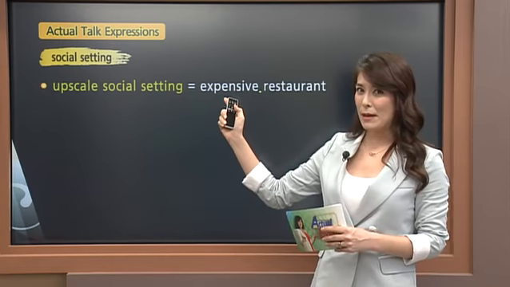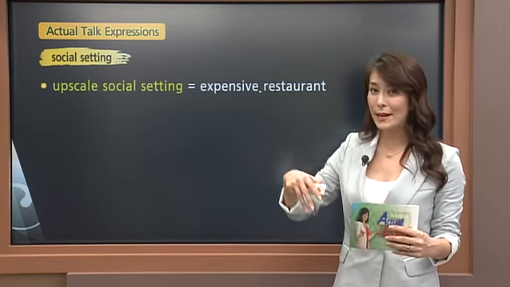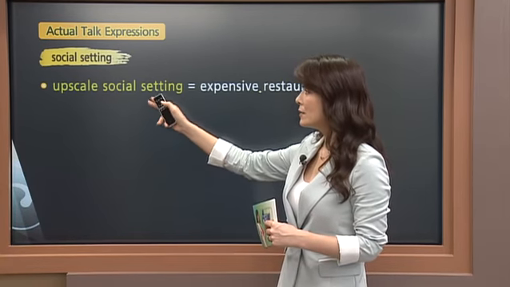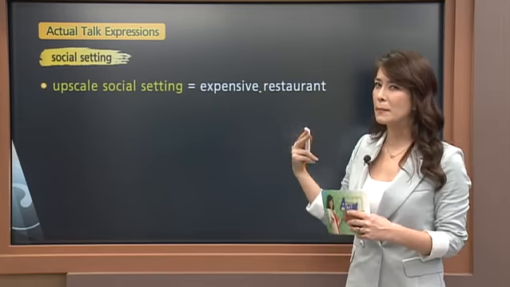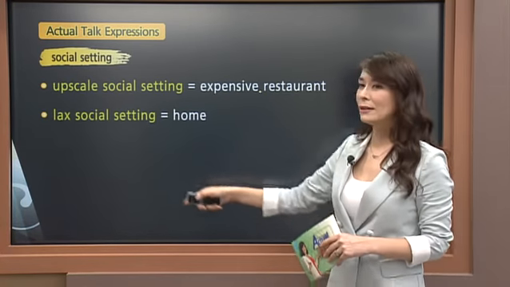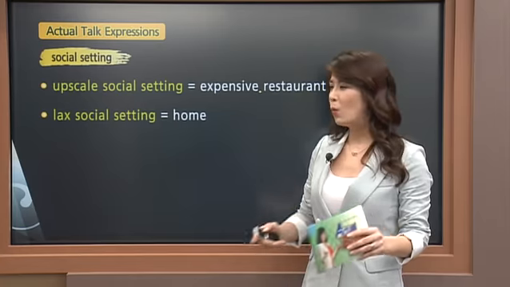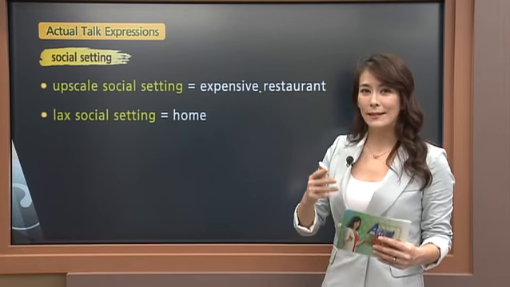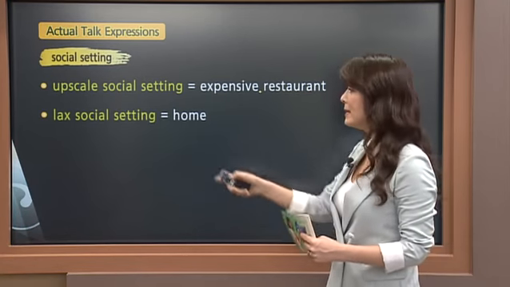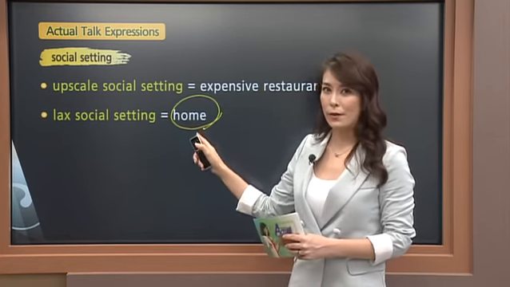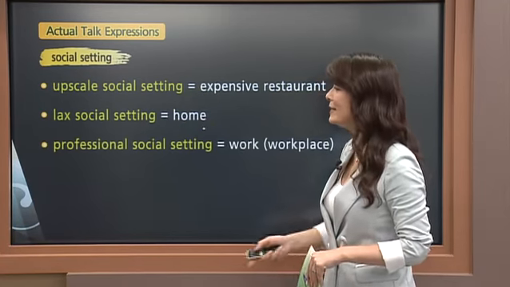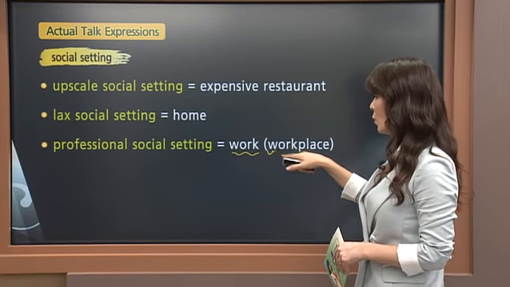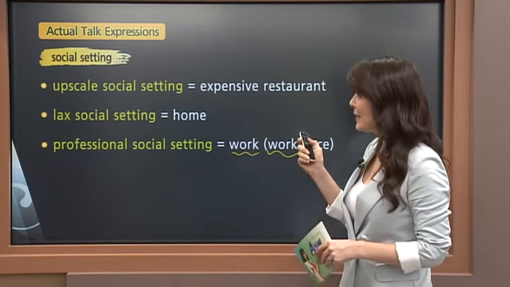Another one, social setting, remember, it is the basic surrounding environment. So let's take a look at some different settings. If you say upscale social setting, you're talking about perhaps an expensive restaurant. Another example, lax social setting. Now, what does the word lax remind you of? Relax, right? So a lax social setting is perhaps a very comfortable setting or environment, such as your home. Another one, a professional social setting. Yes, you can refer to work or a workplace. Okay, so keep these in mind.